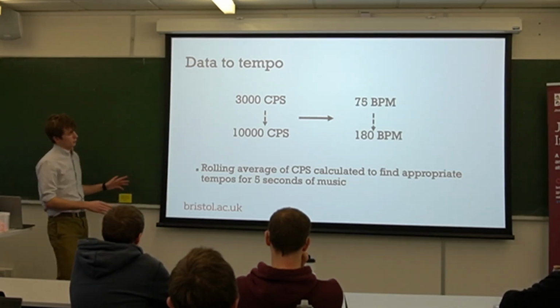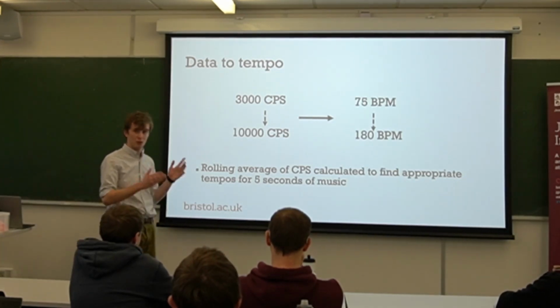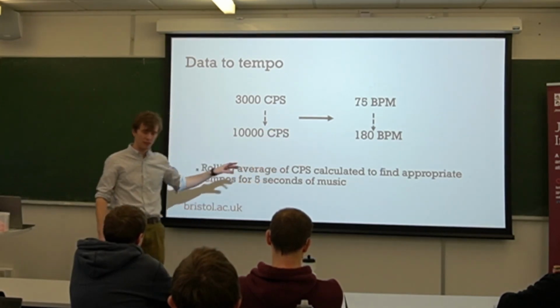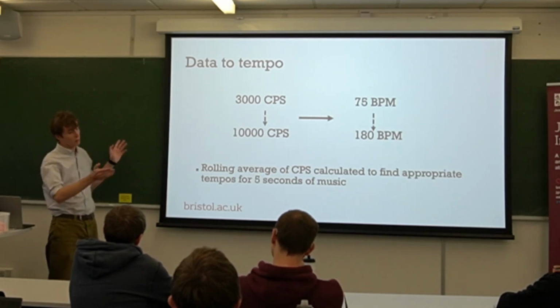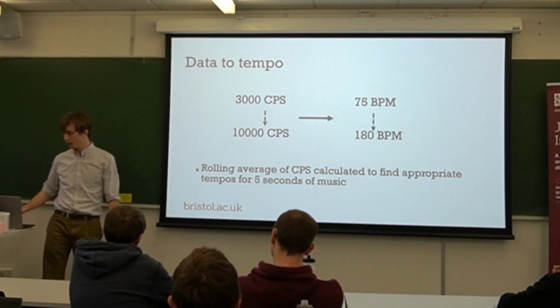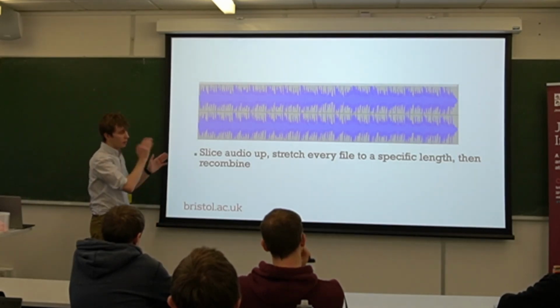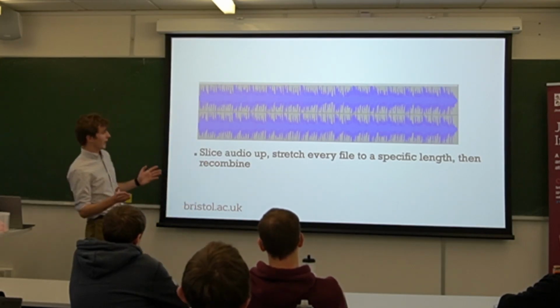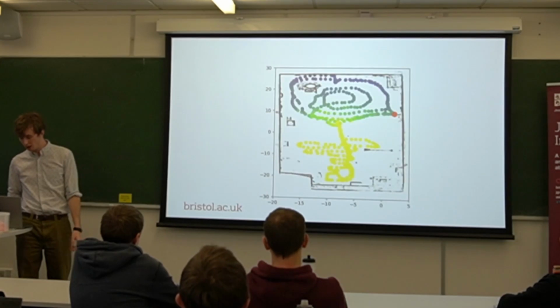So the final thing I wanted to play with is, instead of mapping our counts per second to a pitch, we can map it to a tempo. We can go between 75 beats per minute and 180 beats per minute. If we did that with every single measurement, it would be kind of a mess. So instead we can chop up our measurements, average them, and then take an audio file, slice it up into little sections, stretch or compress them to suit the tempo we want, and then recombine them all together. That's when we get something like this.